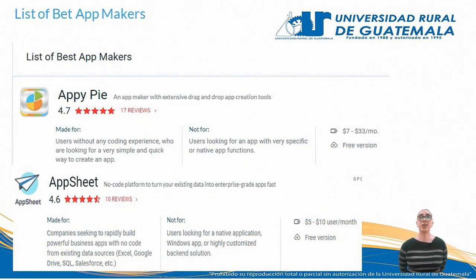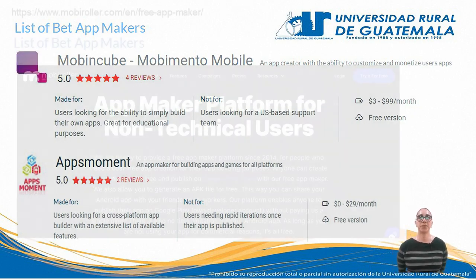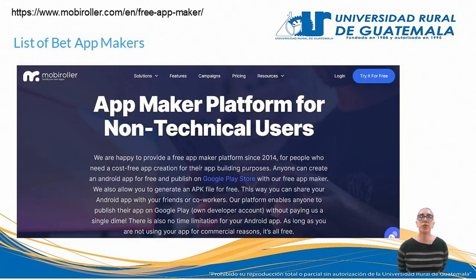We have a list here of the best application makers. We have AppyPie, which costs between $7 and $33. AppSheet from $5 to $10. Do you want to learn about the other ones? We have here Moving Cube, which is from $3 to $99 per month. Apps Moment is from $0. And all these versions have free versions too, these four that I mentioned to you. And we're going to use Mobile Roller.